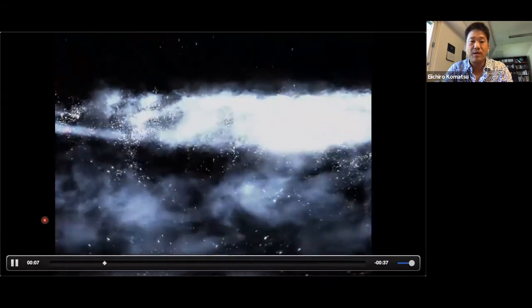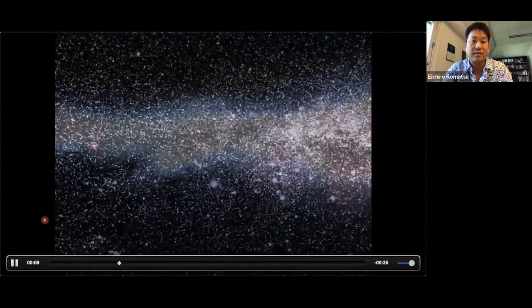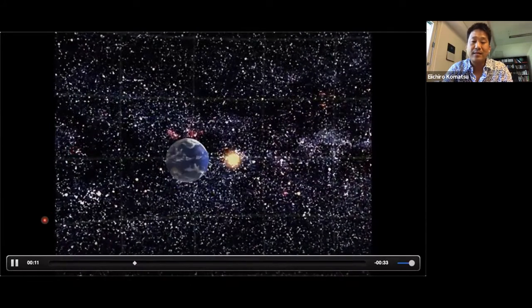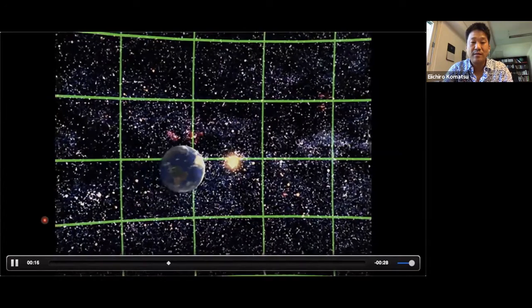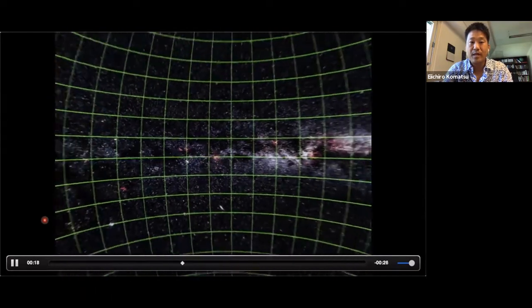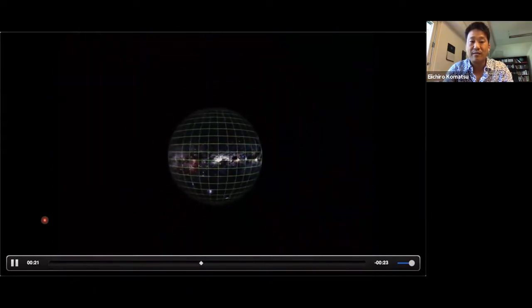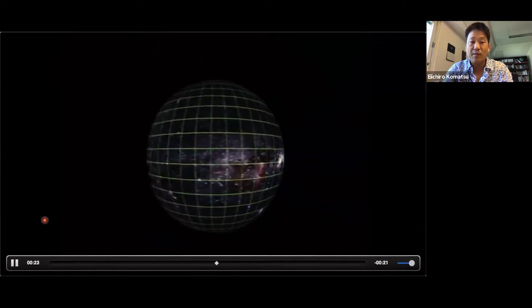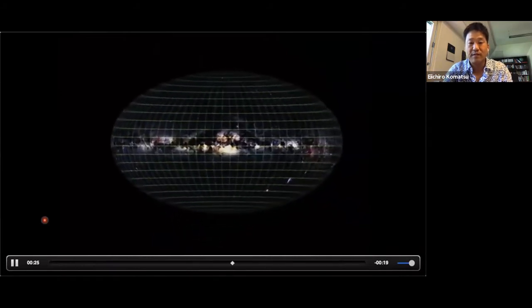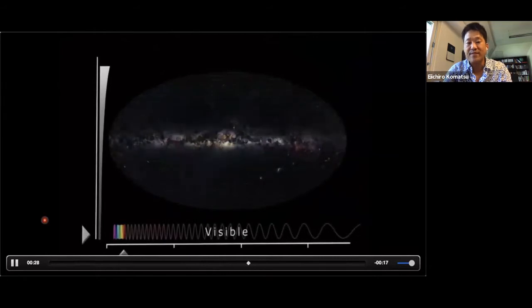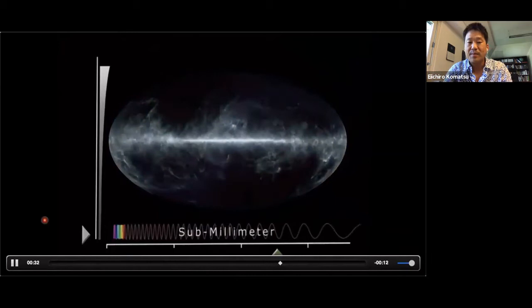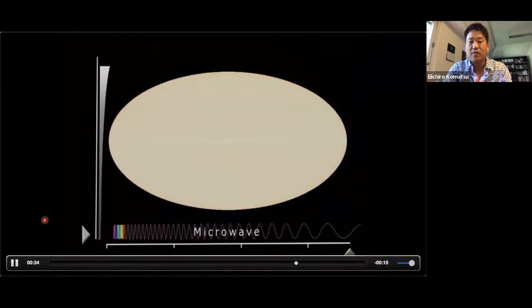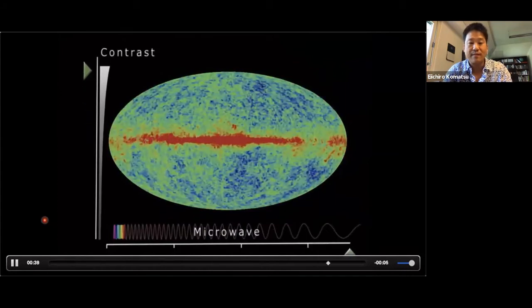So this is the Milky Way, and we're going to project this in so-called galactic coordinates, so that we can see the whole sky on the screen. So we expand the sky around. That will be the full sky. Then we go from visible to longer wavelengths. We have visible, near infrared, far infrared, sub-millimeter. But by the time you go to the microwave, the whole sky is completely filled with uniform 2.7 Kelvin microwave.